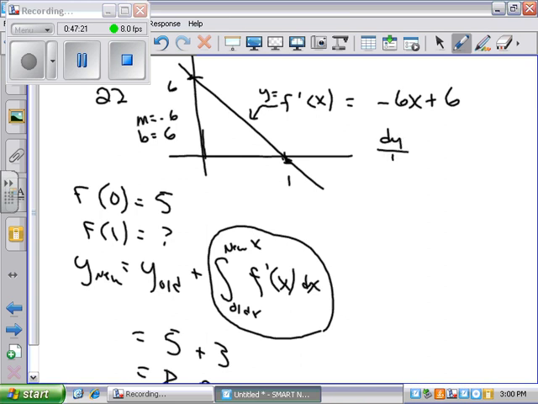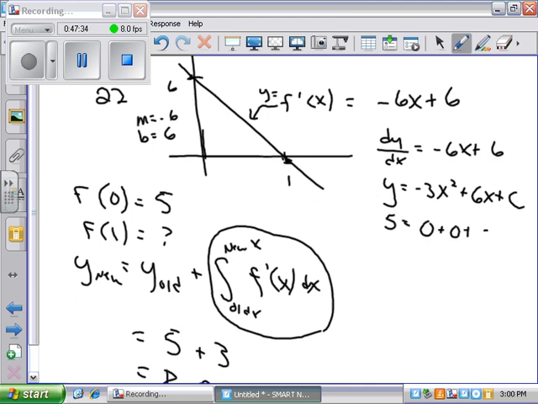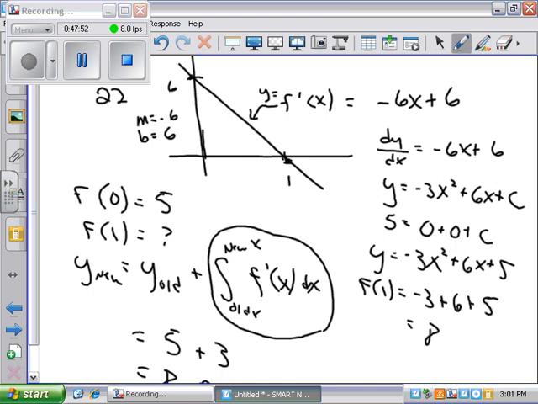You have dy/dx equals negative 6x plus 6. So y is negative 3x squared plus 6x plus c. You have the point (0, 5), so c is 5. So you have y equals negative 3x squared plus 6x plus 5. And then you can get what y is when x is 1 if you plug 1 in. Negative 3 plus 6 plus 5, which is going to be 8.